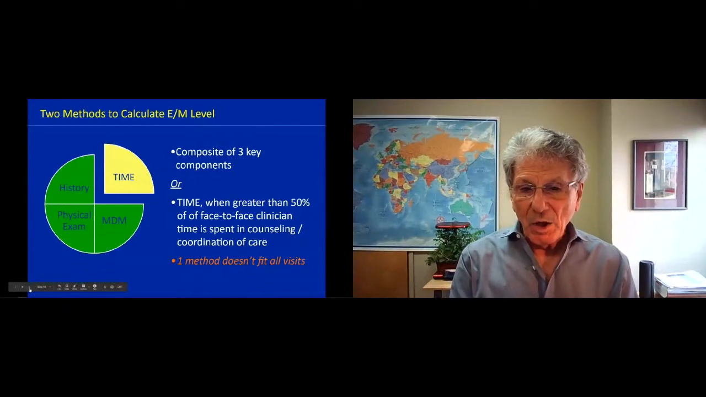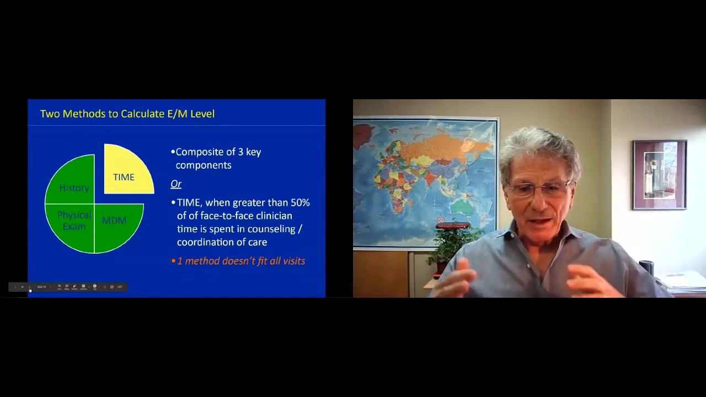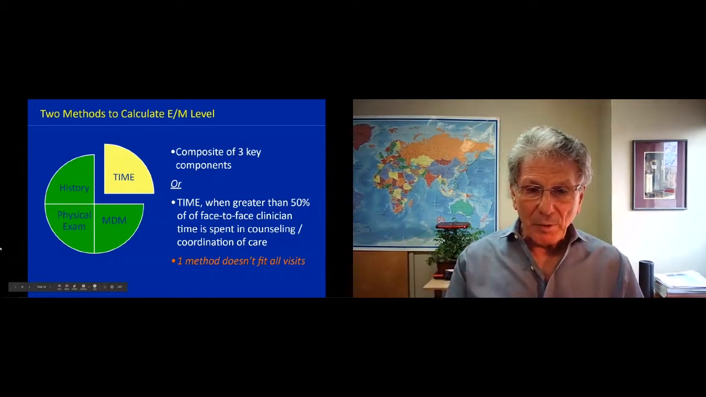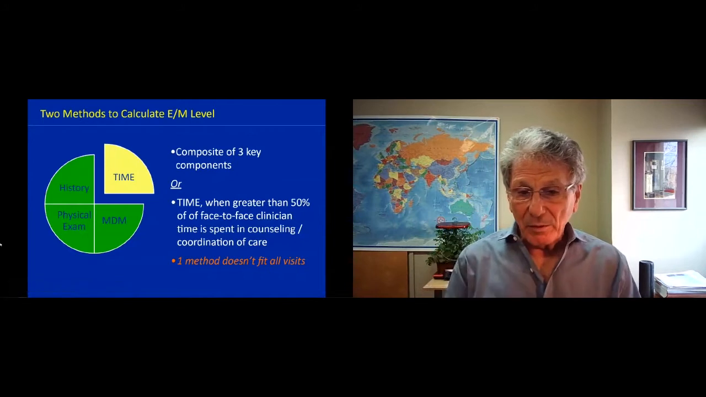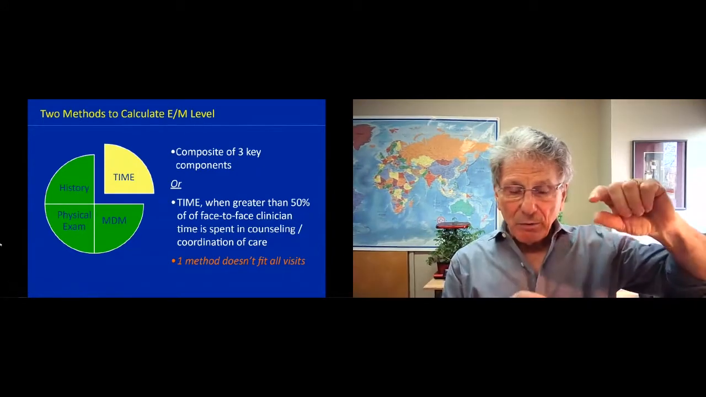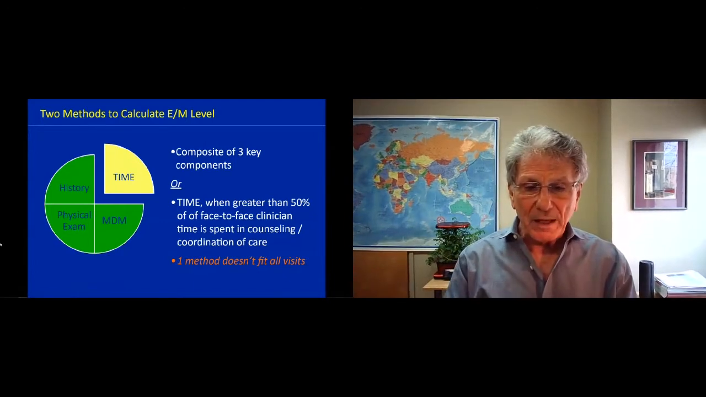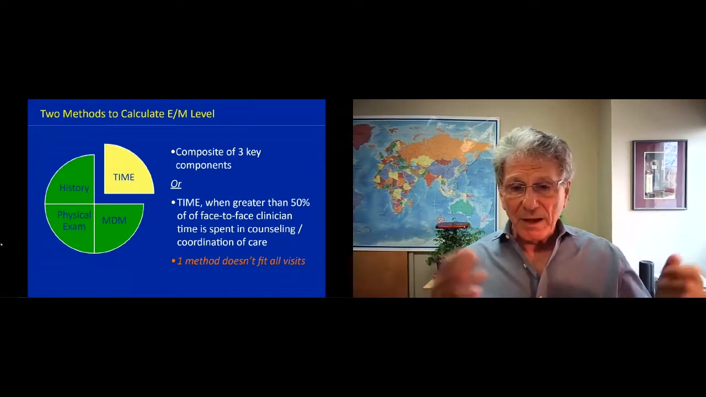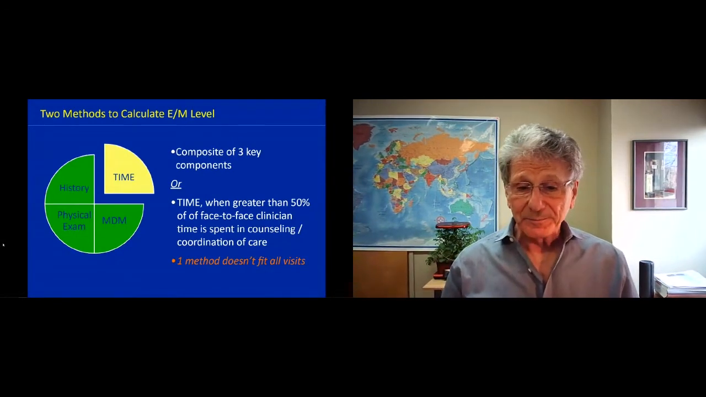One criteria were what were called the 3 key components. I'm sure all of you know about that. You've used it and you're familiar with it. So the 3 key components are history, physical exam, and medical decision-making. So you looked at a score for history, a score for physical, a score for medical decision-making. You dropped that into a template and you figured out an E&M code either for a new patient or an established patient. Or alternatively, you used time.